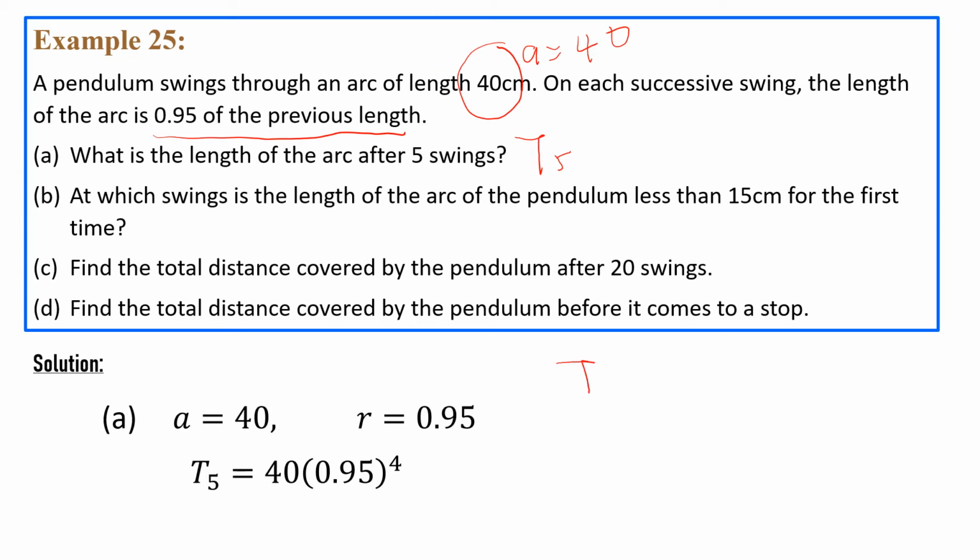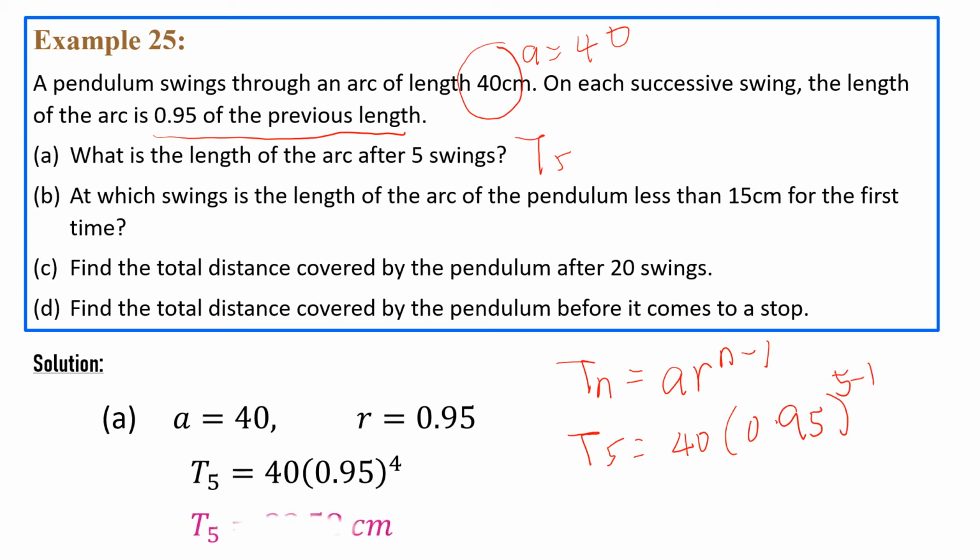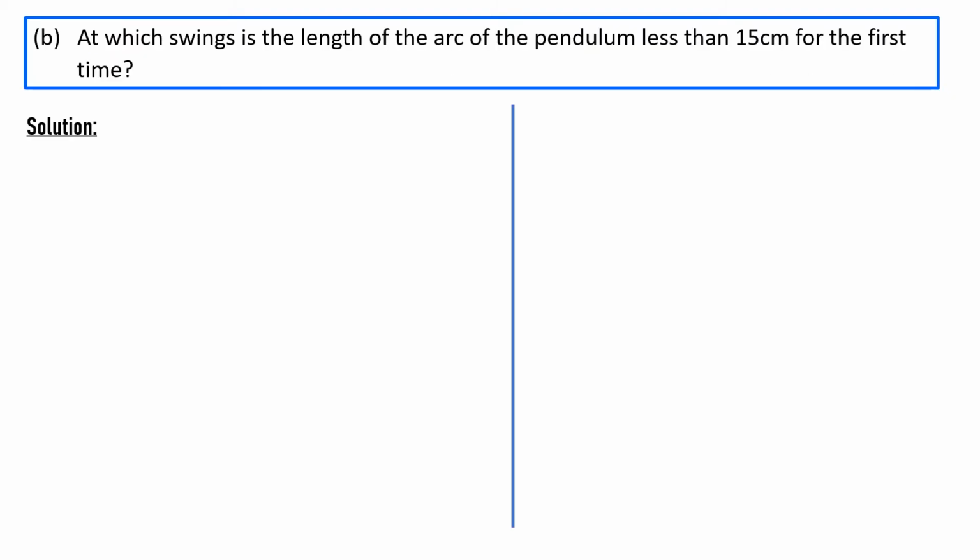Substitute into the formula of Tn, which is a r to the power of n minus 1. We have T5 equal to 40 times 0.95 to the power of 5 minus 1. So calculate, we get T5 equal to 32.58 centimeter.